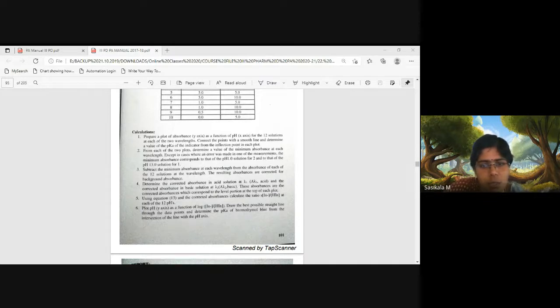Is there any doubt in this? Okay, you prepare, plot a graph, do the calculations, write chemical reactions and everything, and submit. I will be evaluating it. Write the discussion and submit with the references.